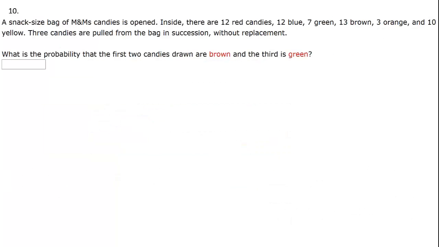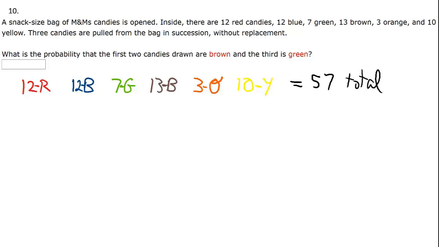Number 10. A snack-sized bag of M&M candies is open. Inside, there are 12 red candies, 12 blue, 7 green, 13 brown, 3 orange, and 10 yellow. 3 candies are pulled from the bag in succession without replacement. What is the probability that the first 2 candies drawn are brown and the third is green? So we're looking for brown, brown, green. Remember, there are 12 reds, 12 blues, 7 greens, 13 browns, 3 oranges, and 10 yellows. That's 57 if you add them all up.